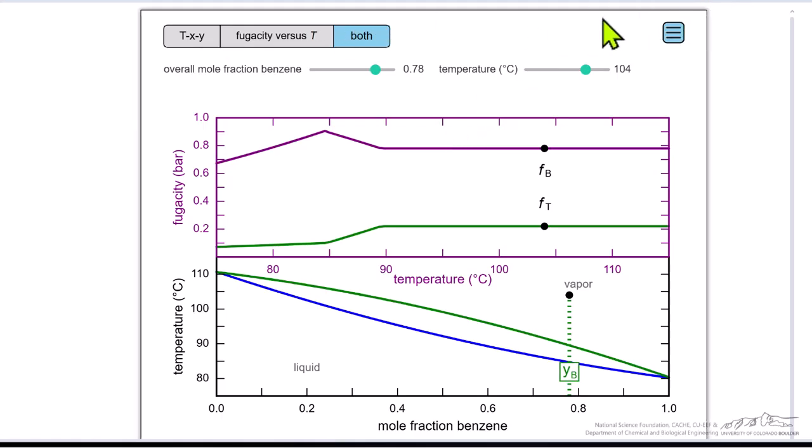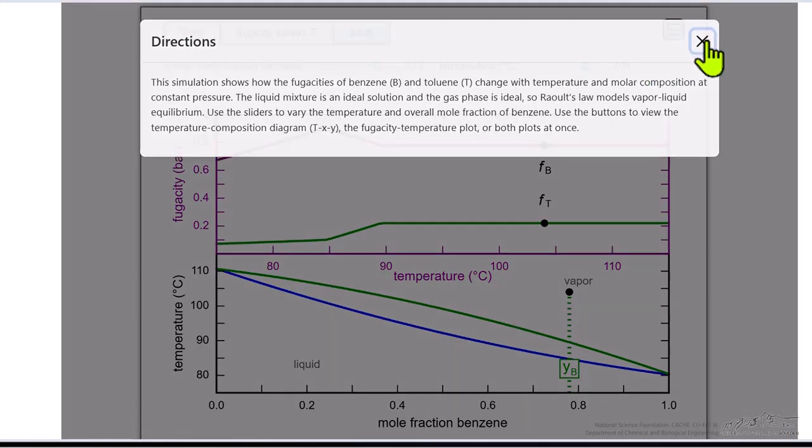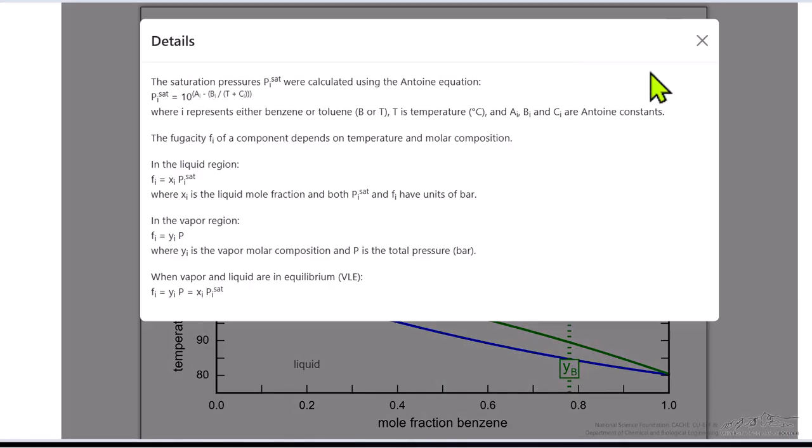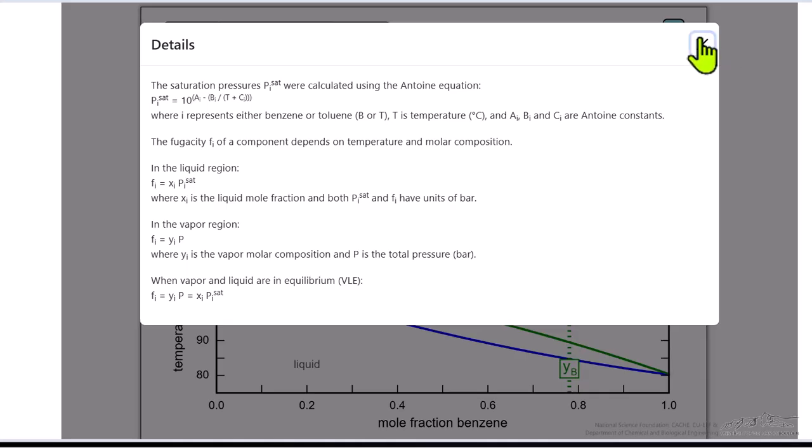Now, in these simulations, there are some brief directions, and then there are details that have the equations that are used to generate the curves.